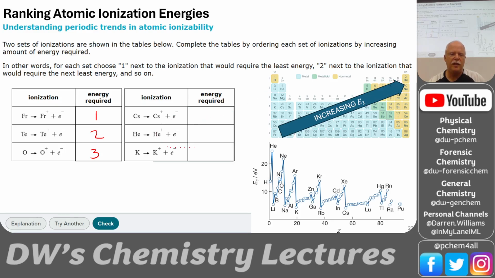Let's do another one. Cesium, helium, and potassium. So here's potassium, here's cesium, and here's helium. We know helium is the hardest thing to ionize, so we're going to put that at 3. And cesium is way down here in the bottom corner, so that's going to be 1. And so potassium will be between those two. We can kind of see that here. Here's helium. Where's cesium? Here's cesium, and then here's potassium. It's not much higher than cesium, but it should be higher.